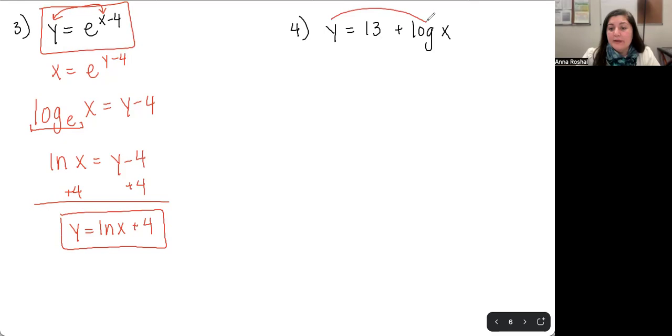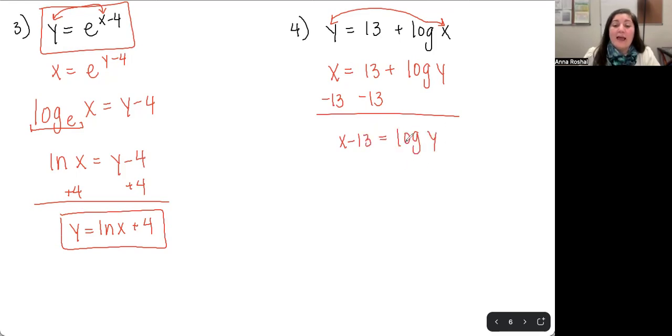Same business here. I'm going to replace the x and the y. So I'm going to have x equals 13 plus log y. I'm going to subtract 13 on both sides. x minus 13 equals log y. I know that this log has a base of 10. Any single time you see a log and there's no base, whatever the other bases might be, it's always base 10. If there's no number, it's 10 because we are in a base 10 system.